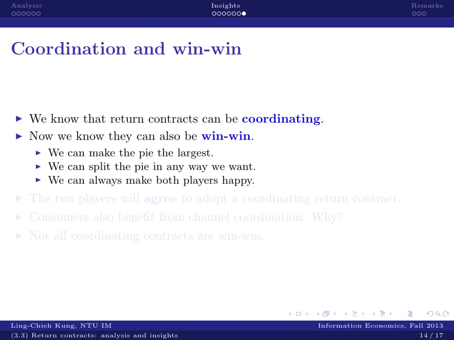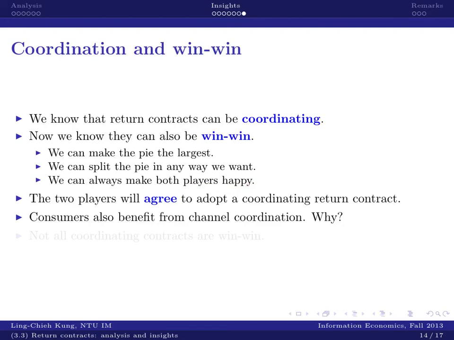And now we also know that this can be win-win. Why? We will first make the pi as large as possible. And then we can split the pie in any way we want. That means we will always be able to make both firms happy, and they will be able to agree on the contract. So we say the two players will agree on the contract.